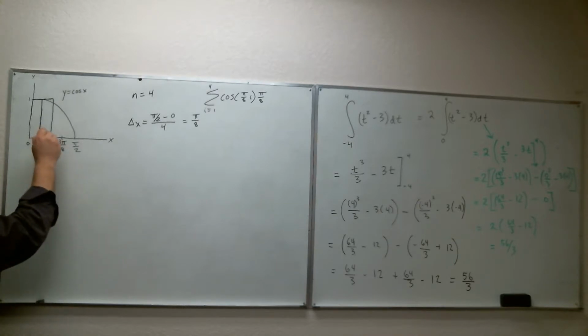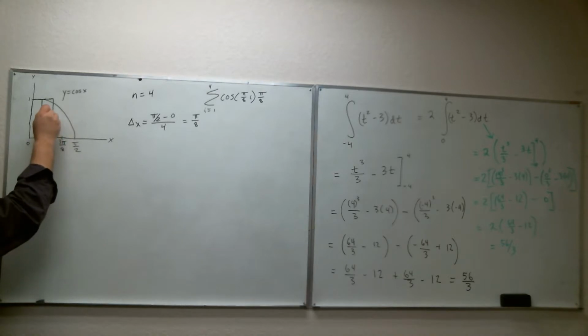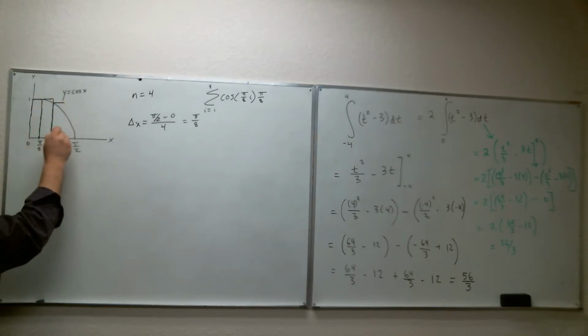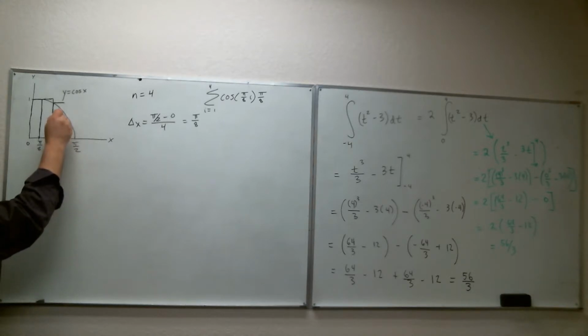And then I'm using pi over 4, 2 pi over 8. Did I say right? I can't talk today. I'm using the left-hand endpoint. If I said right, I apologize. I'm using the left-hand endpoints.